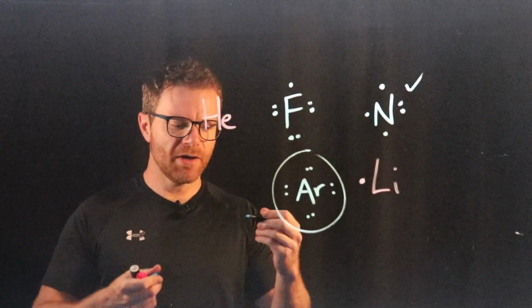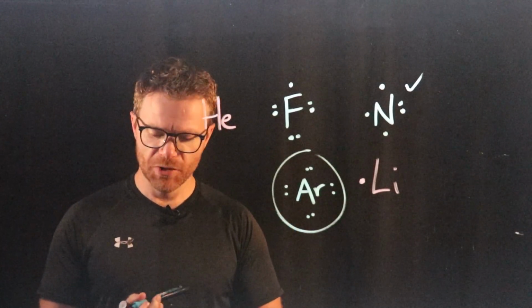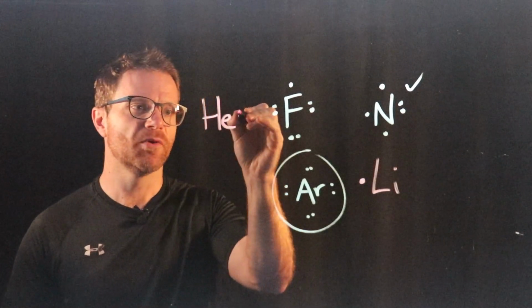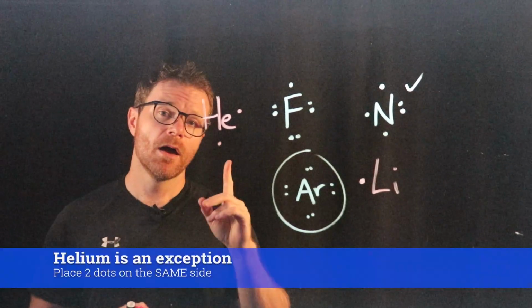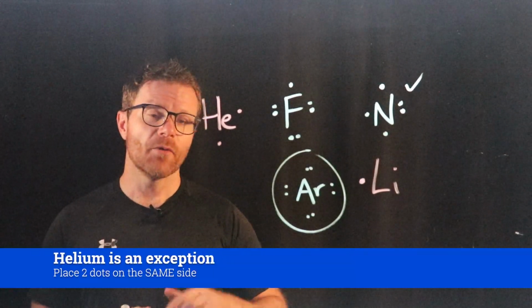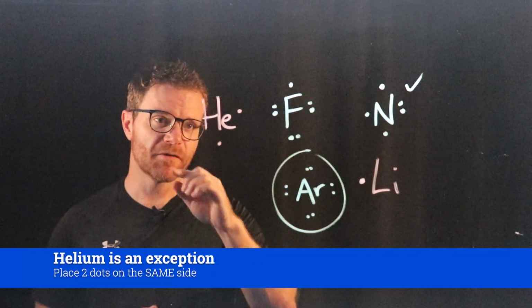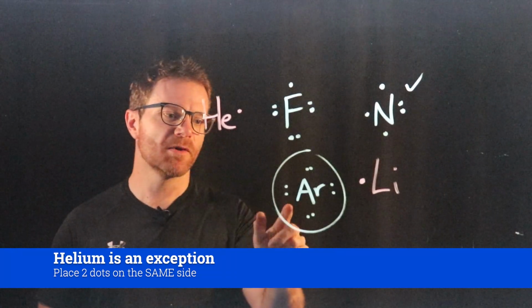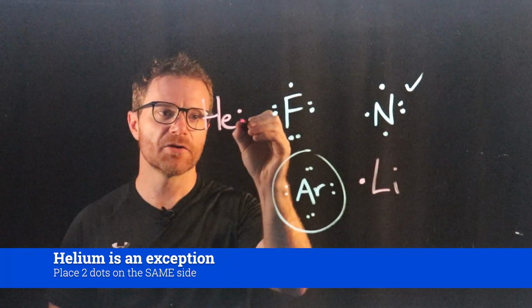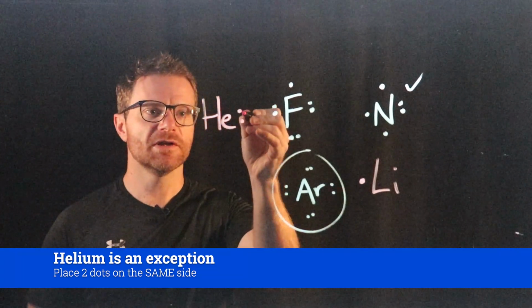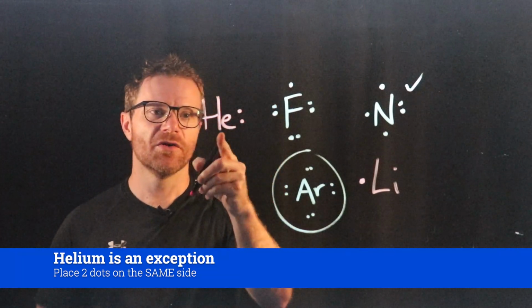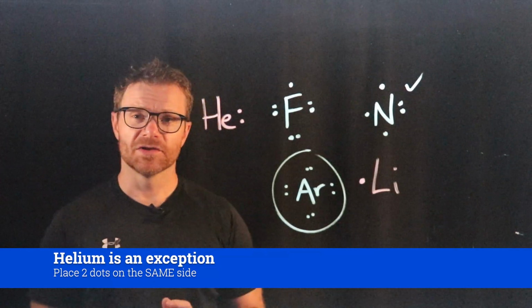So when drawing the Lewis diagram of helium, you would expect it to look like this. We put 1 dot on each of the 4 sides before we double them up. That's not the case. That would be the case if it was any other element, but for helium, because it's one of these noble gases and its outer orbital is totally full, we draw those 2 electrons next to each other to show that it's full and happy just the way it is.